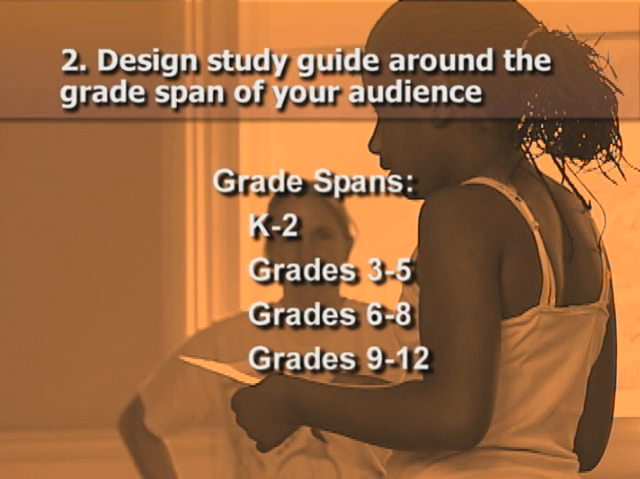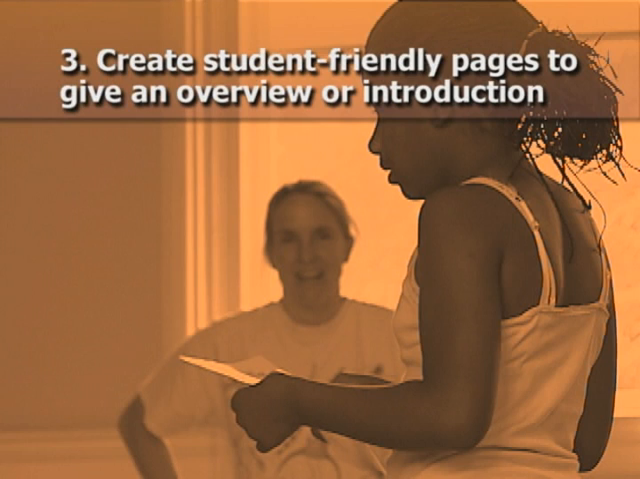Generally, the grade spans include kindergarten through 2nd grade, grades 3 through 5, middle school grades 6 through 8, and grades 9 through 12 for high school students. Of course, you may choose to develop a study guide that relates activities appropriate for students in each grade span or one or more grade levels. Create student-friendly pages that give an overview or introduction to your arts discipline, genre, or technique. Student-friendly refers to pages that are ready for teachers to copy and use in the classroom before or after presentations.